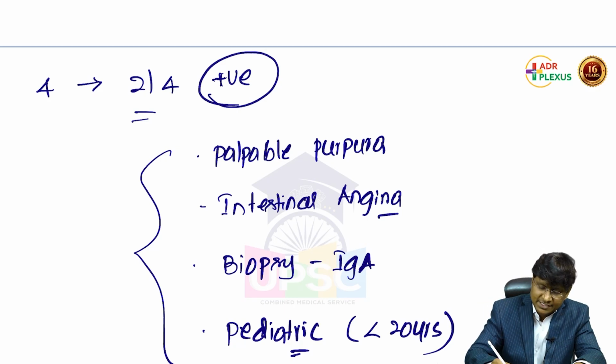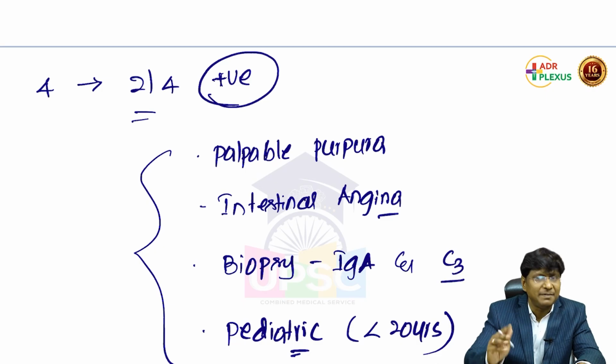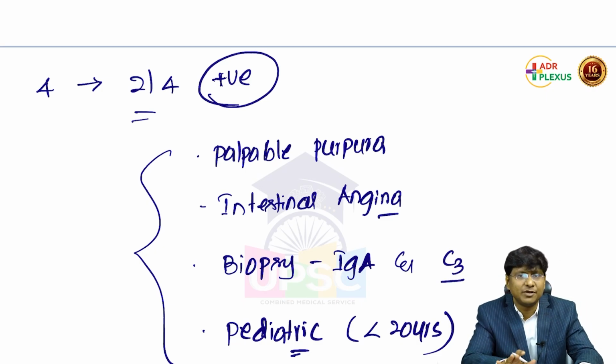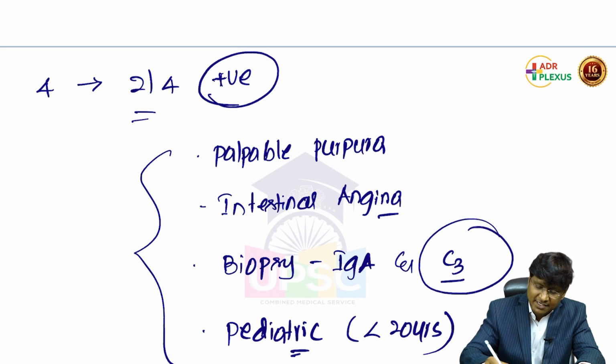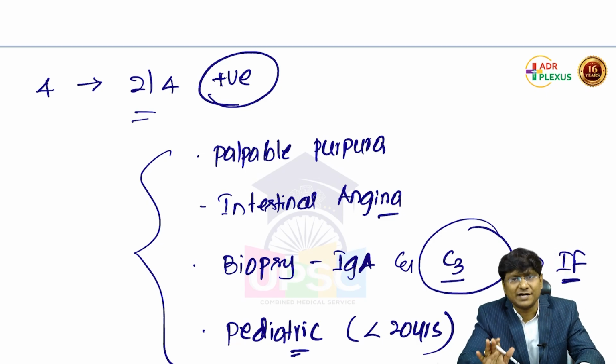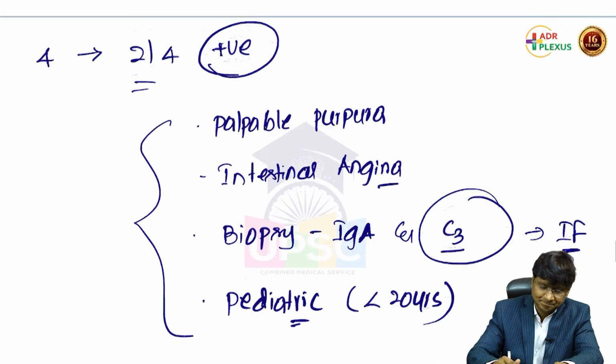And in the biopsy, it is IgA, and even the complement C3 is also deposited within the blood vessels. And this particular C3 as well as the IgA deposition can be demonstrated by the immunofluorescent microscopy, right? So that is about the story of your HSP, Henoch-Schönlein purpura.